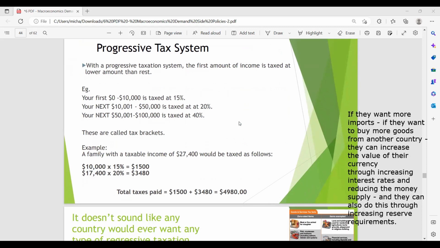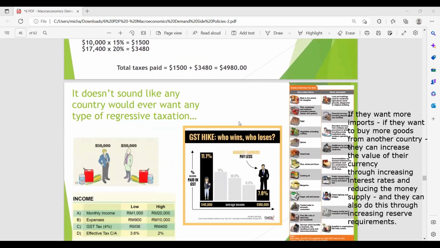So your first $0 to $10,000 is taxed at 15%. Your next $10,001 to $50,000 is taxed at 20%. Your next $50,001 to $100,000 is taxed at 40%. These are called tax brackets. So for example, a company with taxable income of $27,400 will be taxed as follows. $10,000 times 15% equals $1,500. $17,400 times 20% equals $3,480. Total taxes paid: $1,500 plus $3,480 equals $4,980.